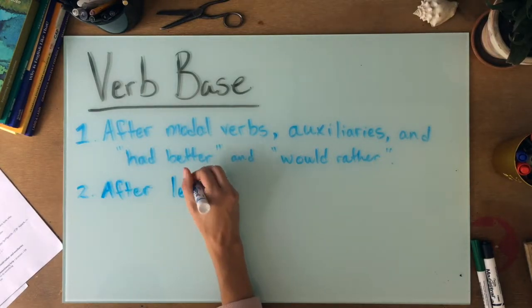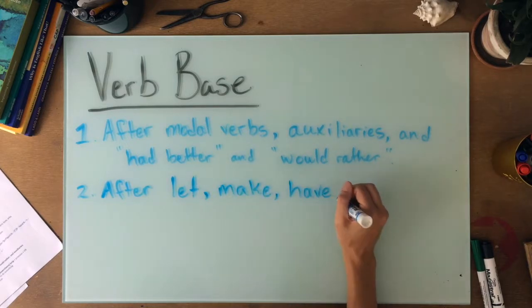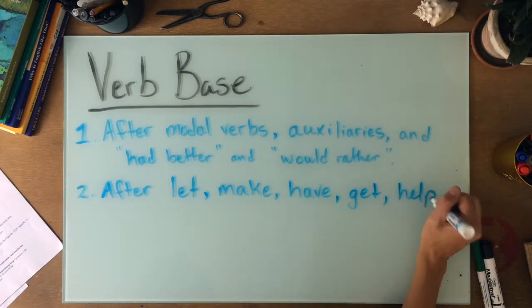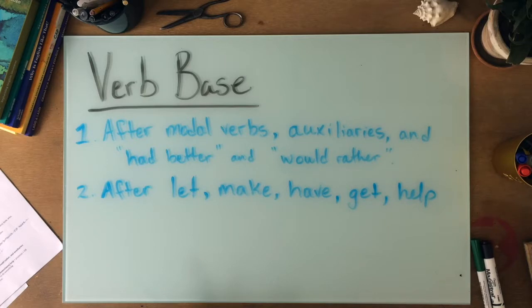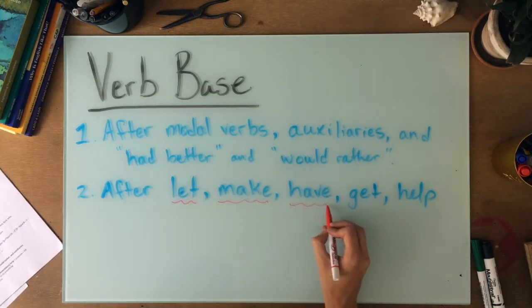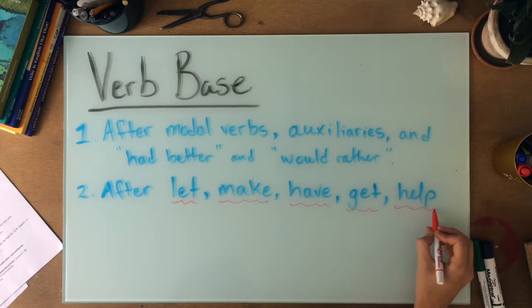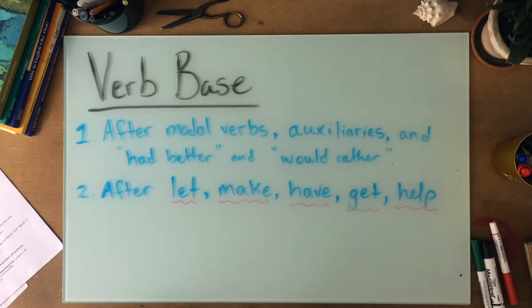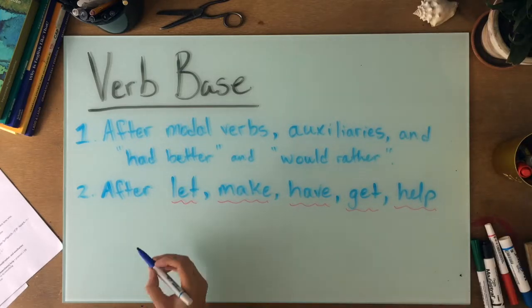Secondly, we also use the verb base when we're talking about things that we are allowing or forcing or convincing someone to do for us. Usually with the verbs let, make, have, get, and sometimes with help. Often with these, those verbs are followed by a pronoun and then the verb base. So I'll give you one example with each verb.